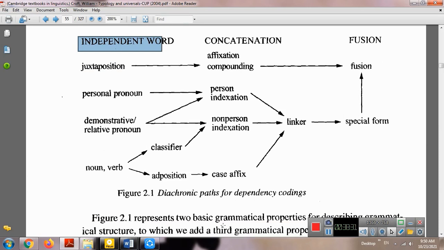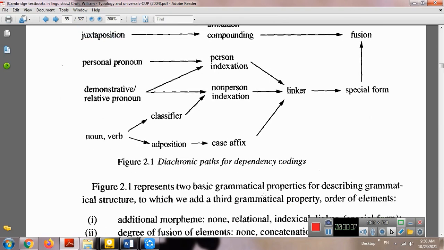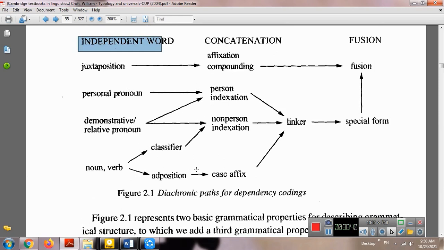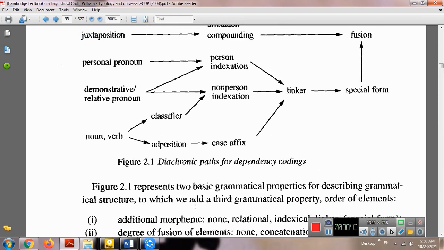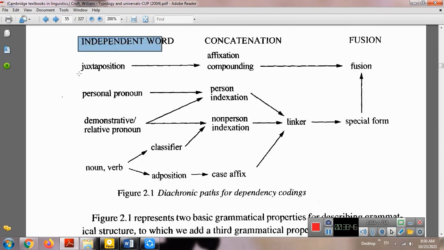Here in this figure, you can see the diachronic paths for dependency coding. At first, we look at these figures, and here we have the explanation of this figure. We have the juxtaposition. That was the simple way of expressing the possession construction. From the juxtaposition, affixation and compounding come. And by combining both of them, we have fusion.